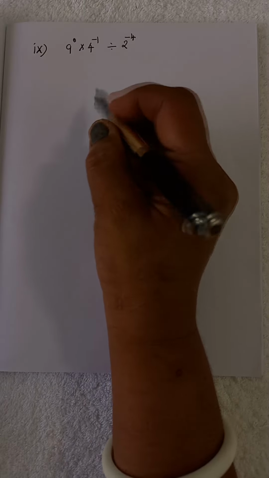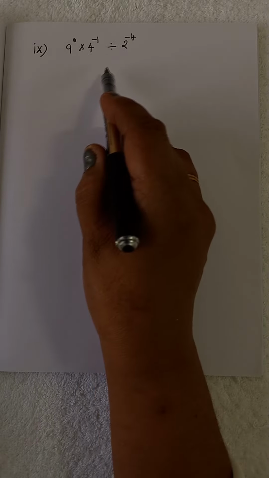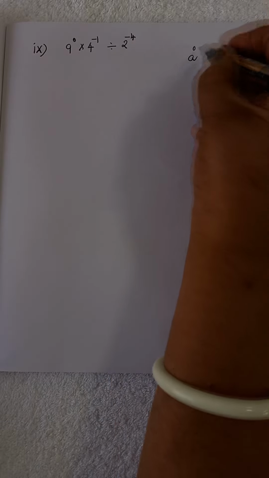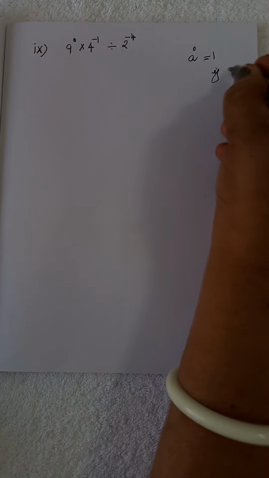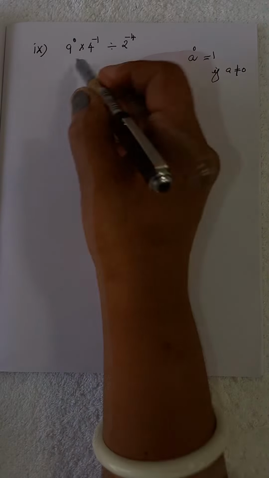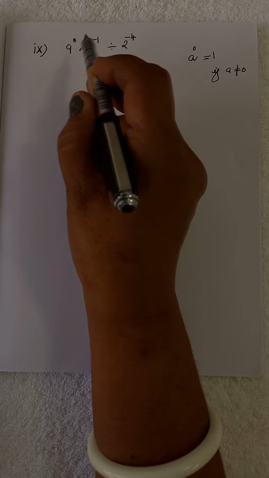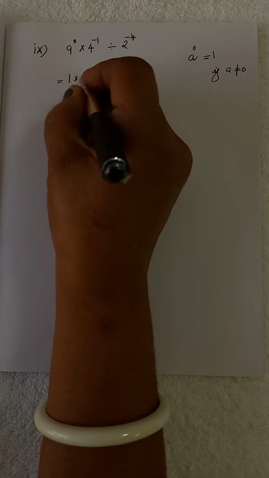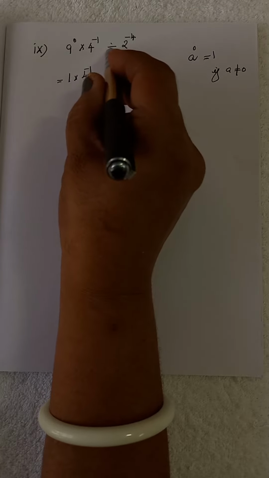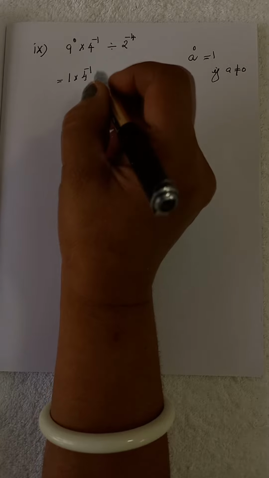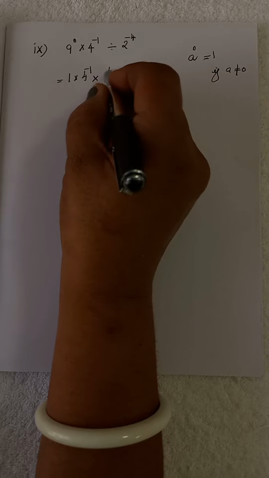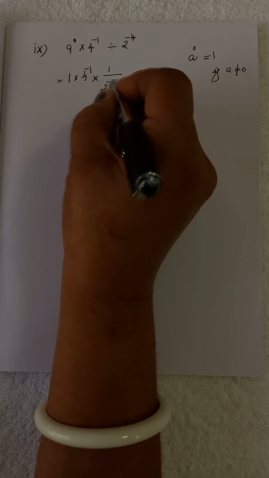Now the ninth question is 9^0 into 4^(-1) divided by 2^(-4). We know a^0 is equal to 1 if a is not equal to 0. Whatever be the number, that raised to 0 is 1, provided that a is not equal to 0. So this is equal to 1 into 4^(-1). Then division is coming first, after that multiplication. Division is the inverse of multiplication. So 1 by 2^(-4).